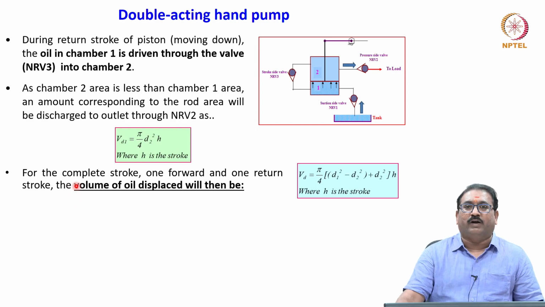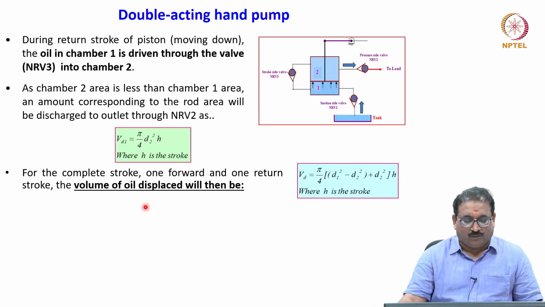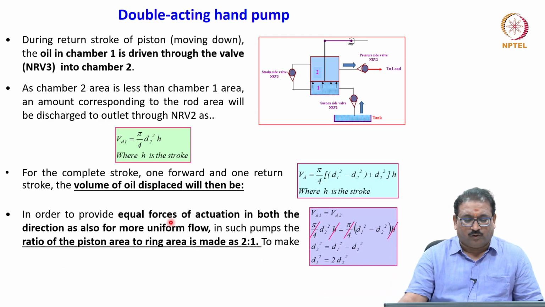For the complete stroke, meaning pushing down and pushing up, one forward and one return stroke, the volume of oil displaced will be Vd equal to pi by 4 d1 square minus d2 square plus d2 square into h. If you simplify this, look here, in order to provide equal force of actuation in both directions, as also for more uniform flow, in such pumps the ratio of piston area to ring area is made 2:1.